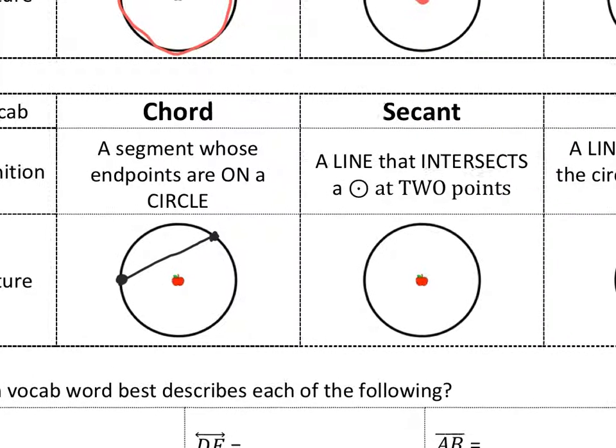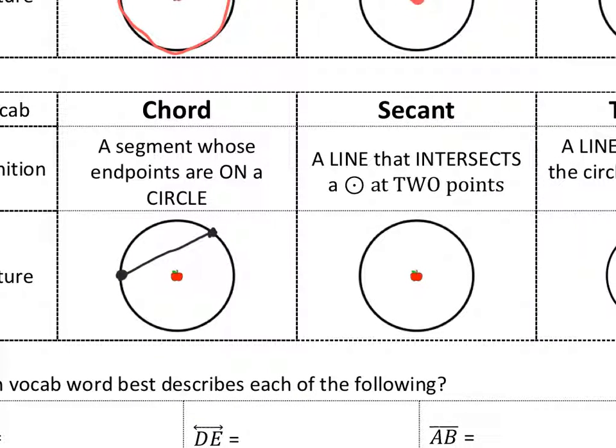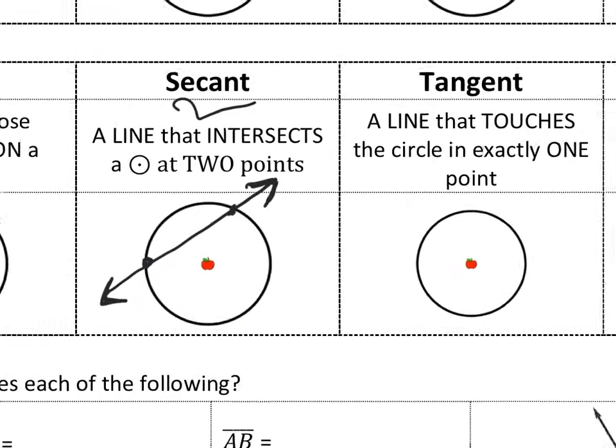Secant kind of goes right along with chord, but secant is a line that intersects. And so if I have my same two endpoints on the circle, but then I have arrows, which says that this is a line, that is what a secant is. So if you take a look at chord and secant, they're kind of the same thing, but a chord does not have arrows. It's a segment. And a secant does have arrows because it's a line.